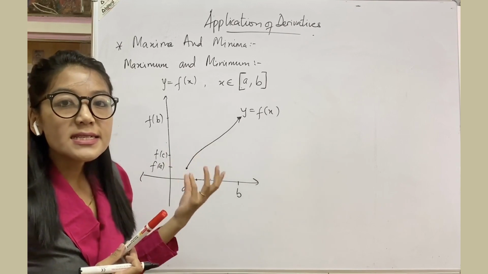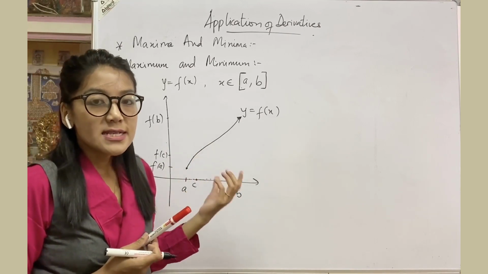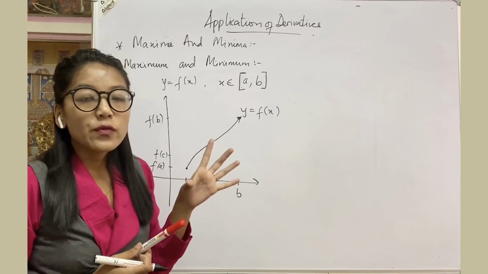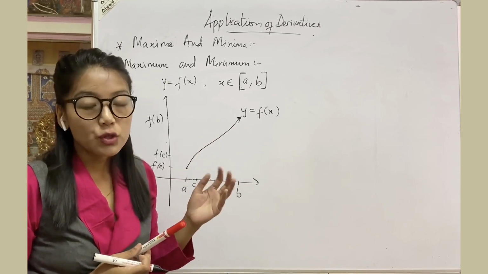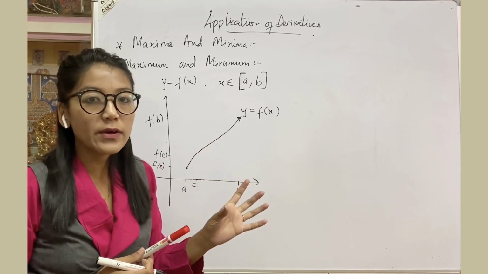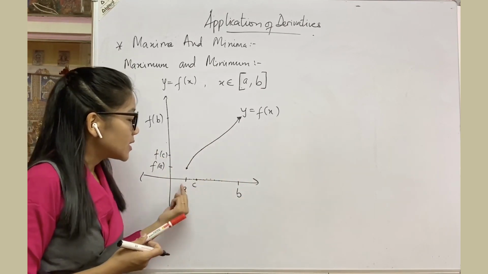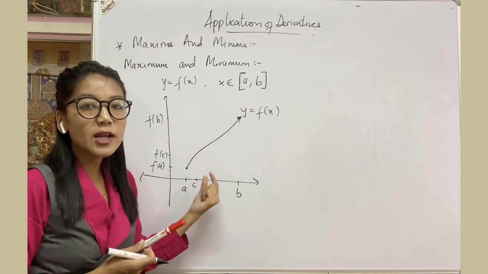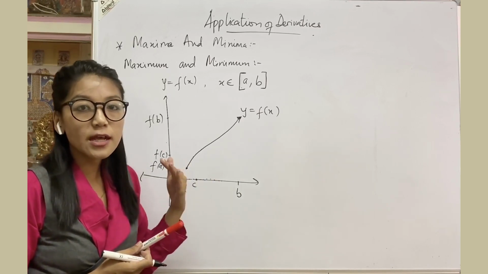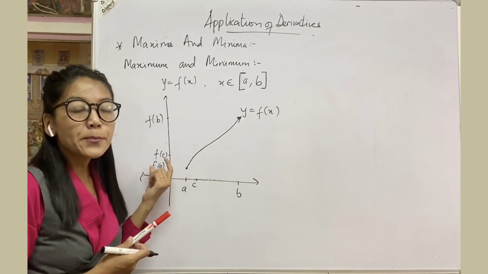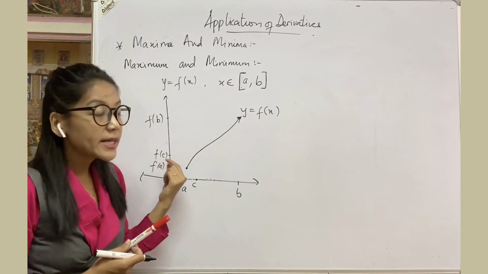If you find any c in the interval ab such that f of c is less than f of a, then f of a cannot be the minimum value. So f of c will be the minimum value, right? So when I say that f of a is the minimum value, then it means within this interval ab, if you take any point, all the function values at that point will be greater than or equal to f of a. Therefore we can say that f of a is the minimum value of the function.